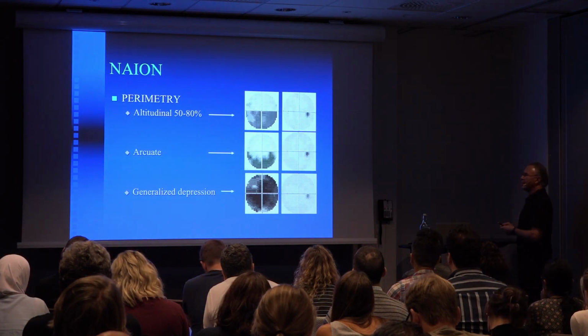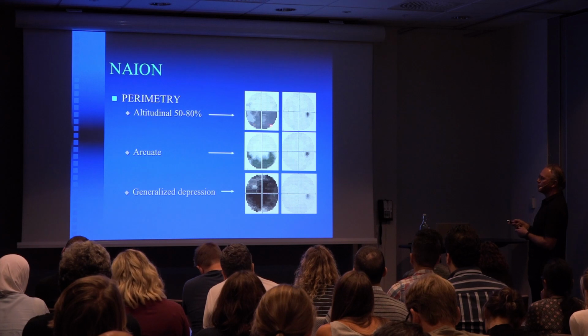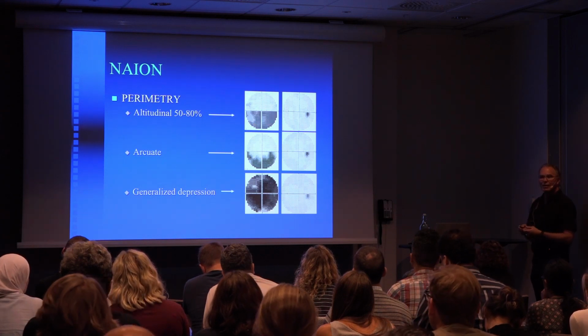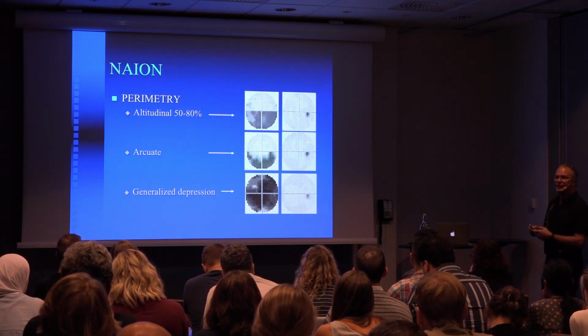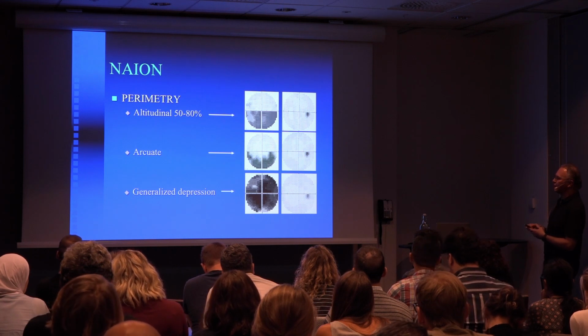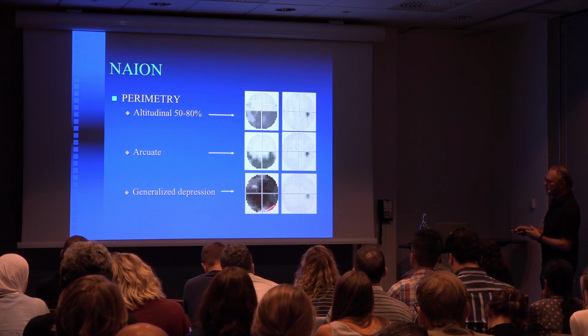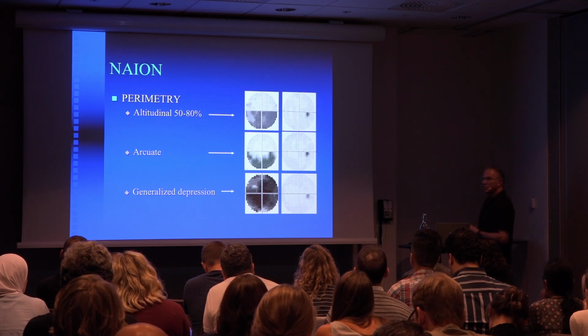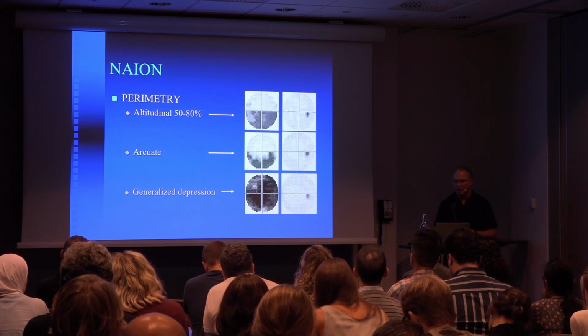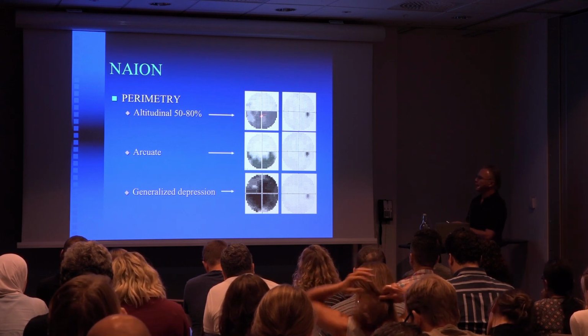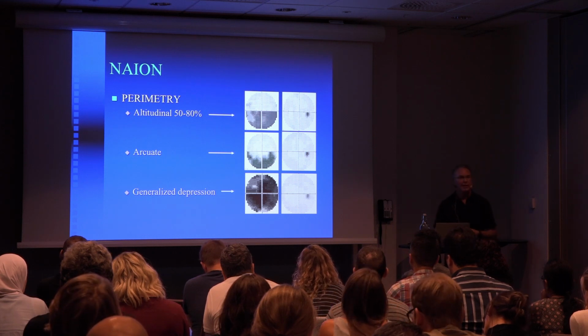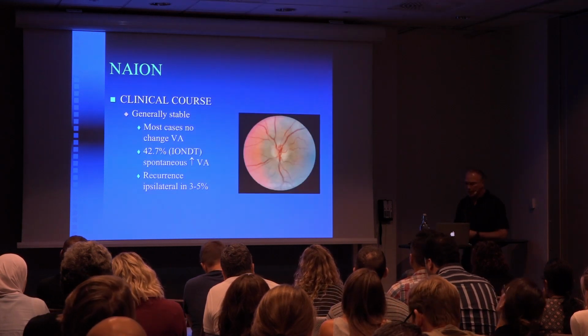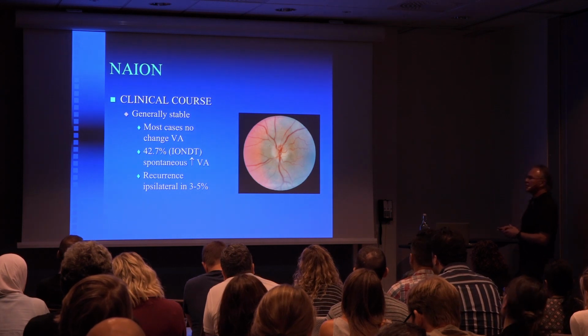Perimetry for NAION, most of the time it's altitudinal, but you can get almost any kind of optic nerve visual field related defect in ischemic optic neuropathy. So arcuate defects, generalized depressions, even cecocentral scotomas occasionally with NAION. But the most common, in the non-arteritic form particularly, is altitudinal and inferior.